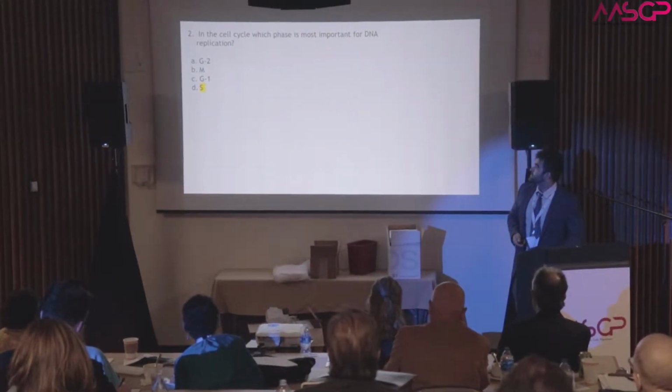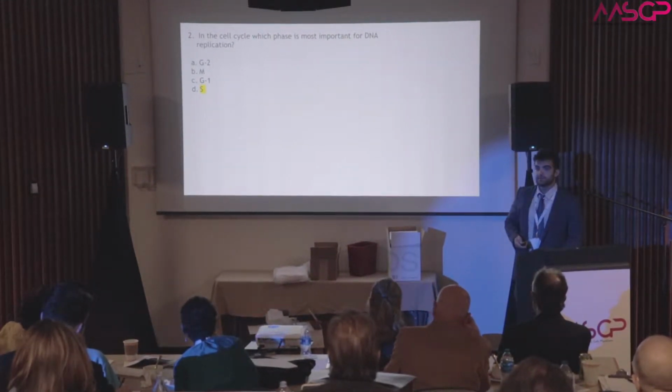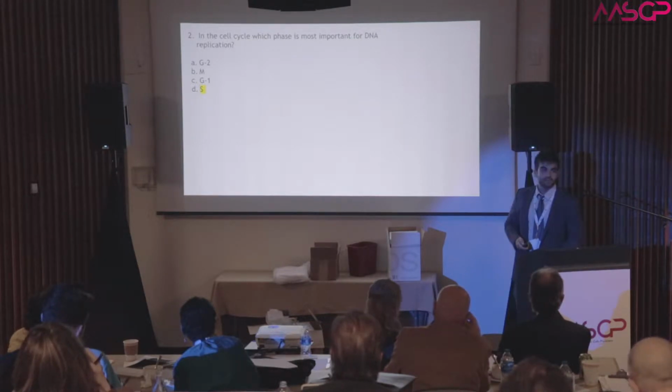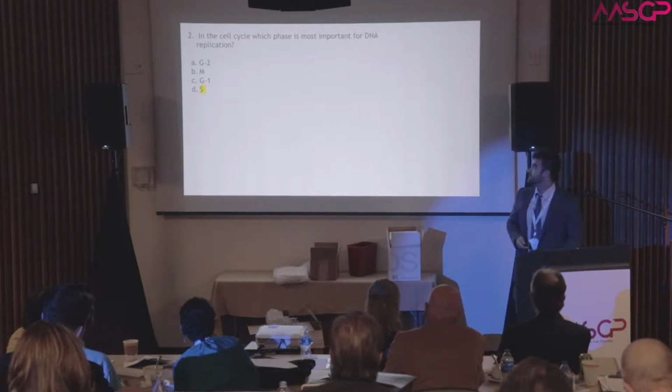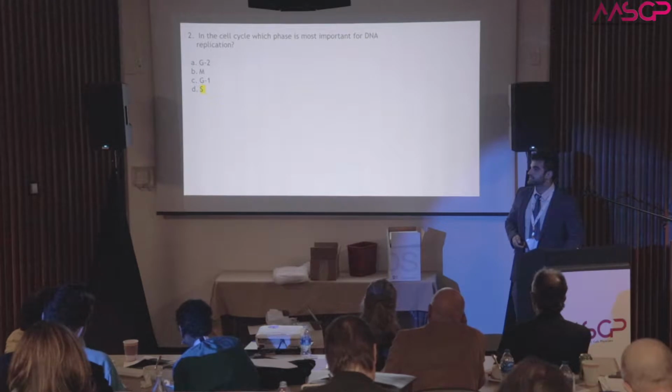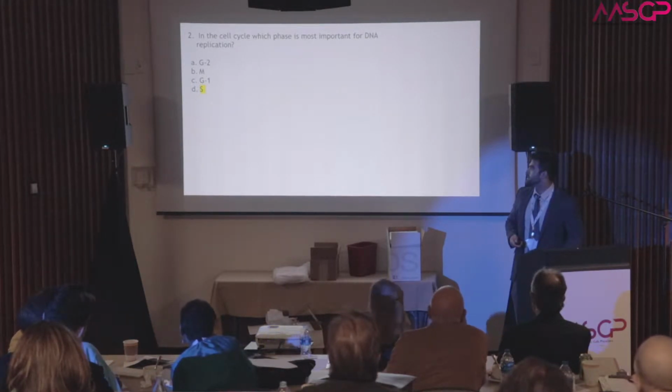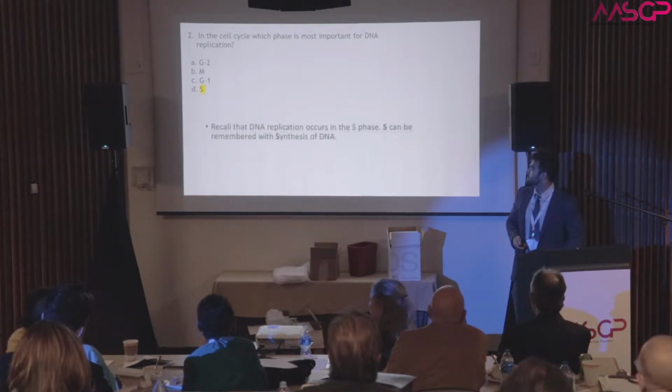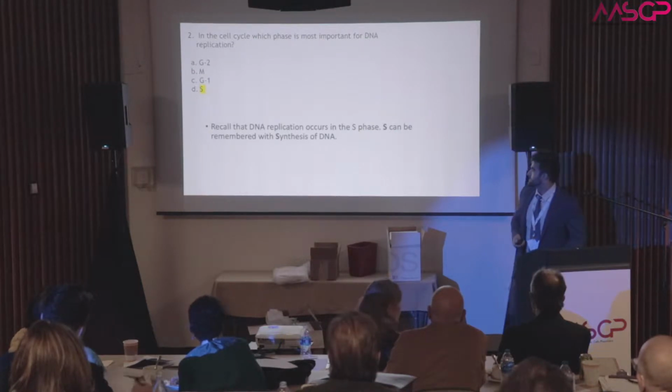So which phase of the cell cycle is most important for DNA replication? A lot of you already knew the answer, and the answer was S phase. S for synthesis, DNA. That's the only phase where synthesis is important. We know a lot of chemotherapeutic drugs target the S phase. Remember that DNA replication occurs in the S phase.